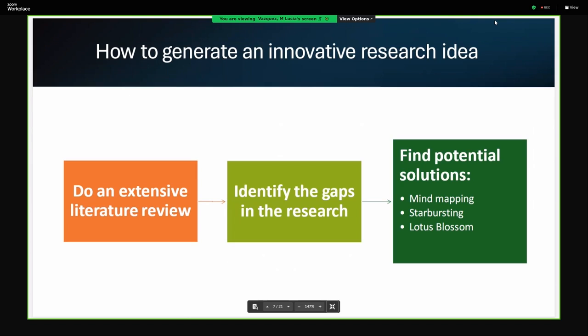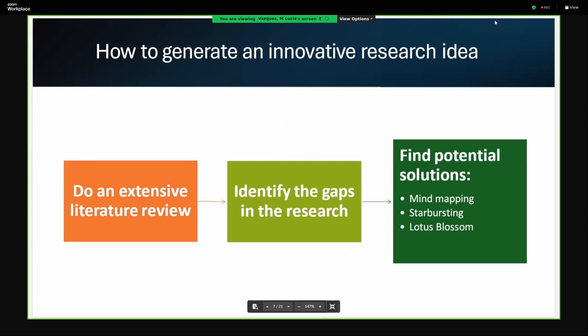Okay, so how do we generate an innovative research idea? Of course, I feel like I'm preaching to the choir here, but the first thing is to do an extensive literature review. You need to know what has been done and where the gaps are. I have unfortunately seen proposals that start with proposing a great idea without providing the background. You need to demonstrate that you have done your extensive literature review, and you need to show that there is actually this gap. And then the next thing is how you're going to fill that gap. What is the solution that you are proposing?